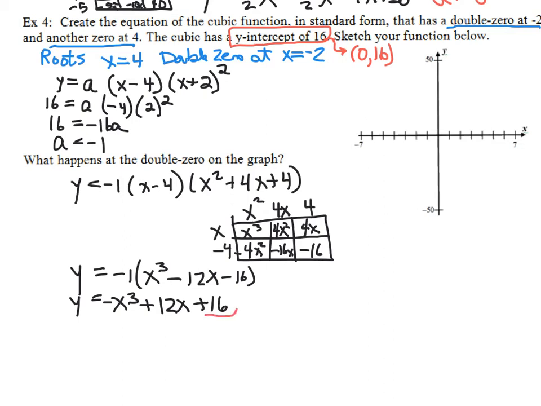That's good news because I see that that constant value of 16 is giving me an x-intercept. Oh, I'm sorry, not an x-intercept. That's giving me a y-intercept.